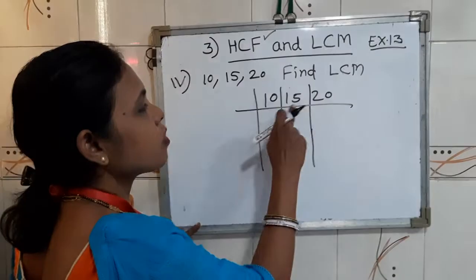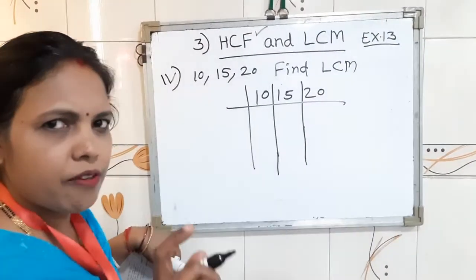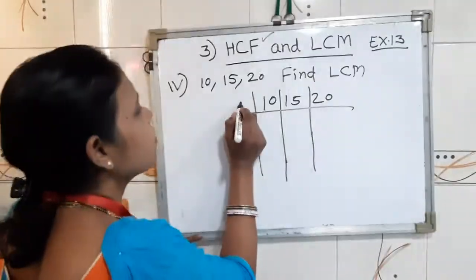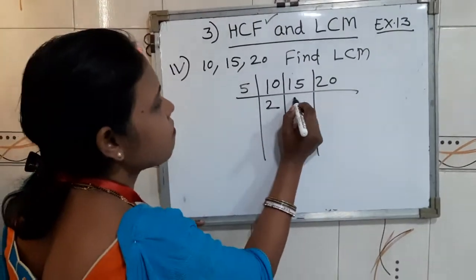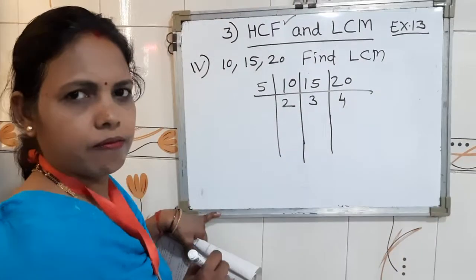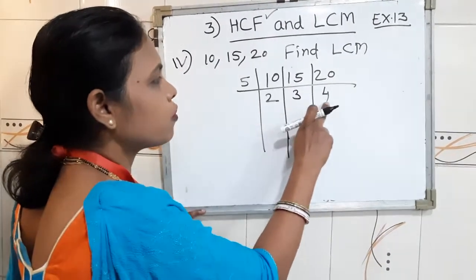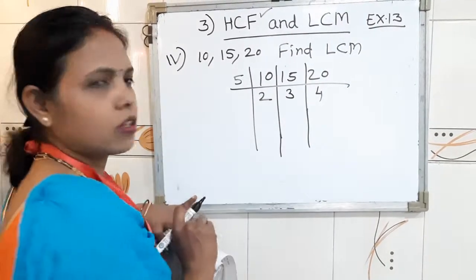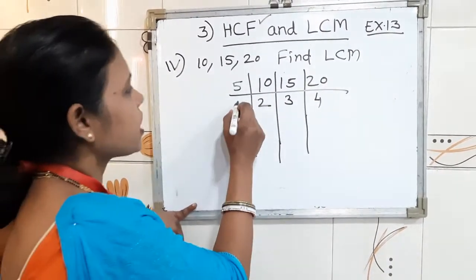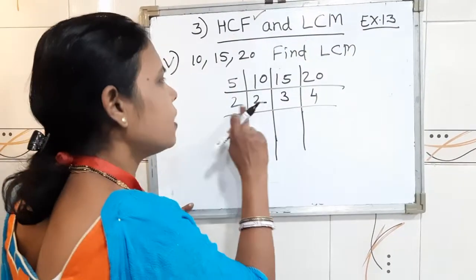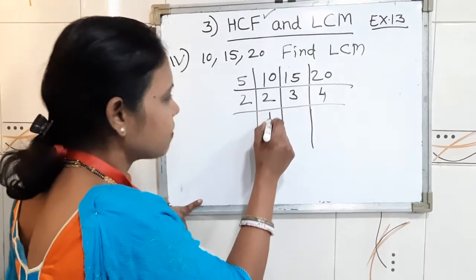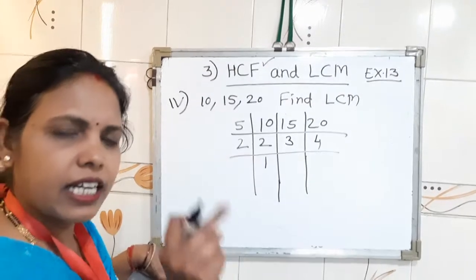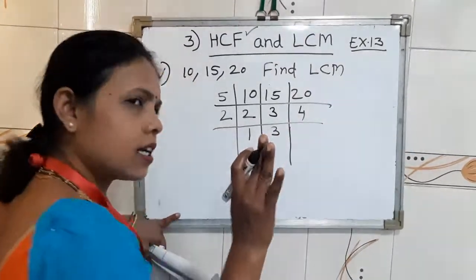5 will divide. Why? Because in all three numbers, we have 0 or 5 in the unit place. Therefore, we will prefer 5. 5 2s are 10, 5 3s are 15, 5 4s are 20. Again, you got 2, 3, 4 as numbers. Now here 2 and 4 have a common factor, so we can take 2. When you divide by 2, your answer will be 1, and 3 stays the same, because we do not get 3 in the table of 2. Therefore this number will be the same.